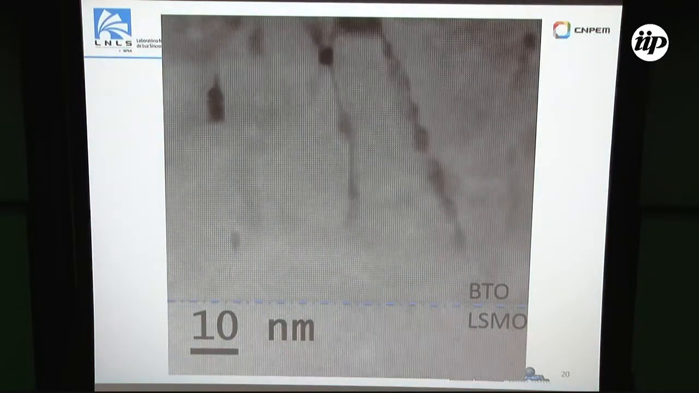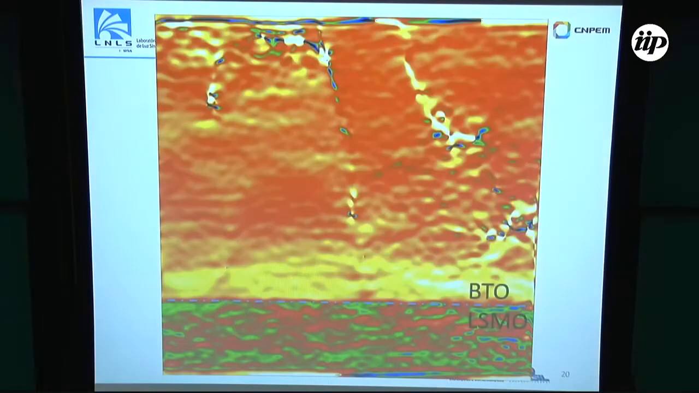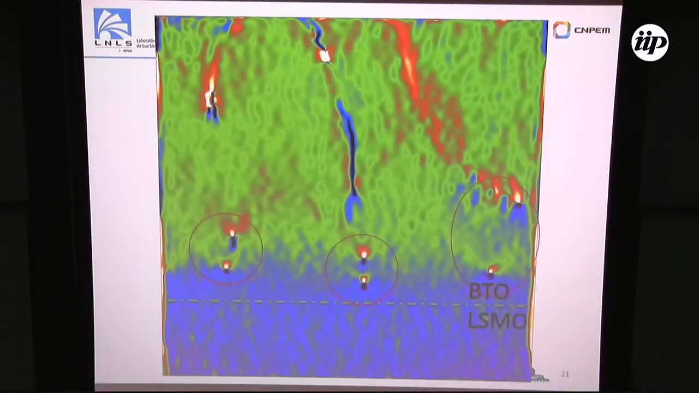Going more inside the barium titanate film, what you see is the same. Close to the interface, we have this relaxation after the dislocation. But when we look at the dislocations, we can see them combined in pairs throughout the whole film. And this is not at the interface. We don't know if it is only due to the misfit accommodation.